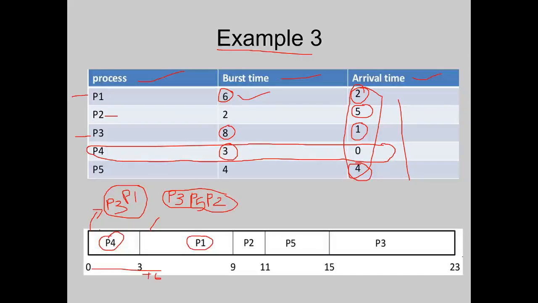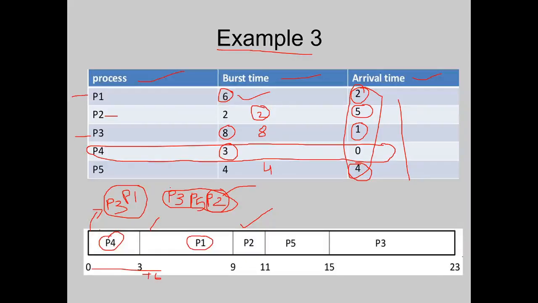So among these three, which process has the less burst time? See, process P3 has 8 burst time, process P5 has 4 burst time, and process P2 has 2 burst time. So the least is process P2. So allocate process P2 to the CPU. It is going to take 2 units. So 9 plus 2, it is 11. So process P2 we have completed.